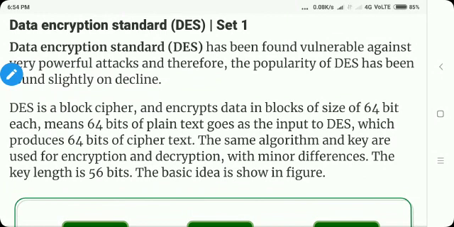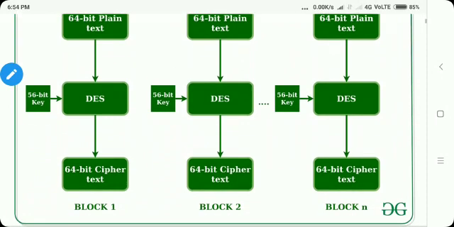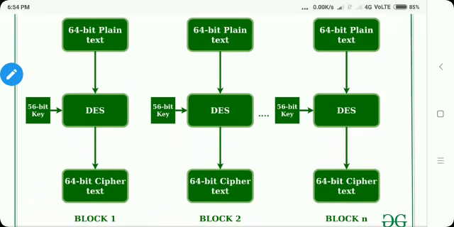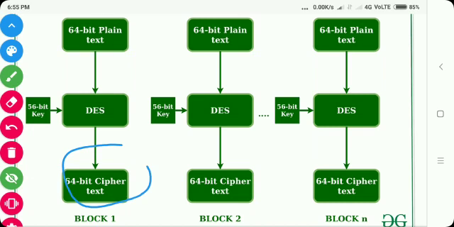It is a block cipher, meaning it encrypts the data in blocks of 64 bits of the plain text. Here the plain text is divided into 64-bit blocks that are given to the DES, and this DES converts that plain text into 64-bit cipher text. For that, a key is used, and that key is a 56-bit key. So the plain text is divided into various blocks of 64 bits, and each block is given to the DES algorithm, and the DES converts it into the cipher text.